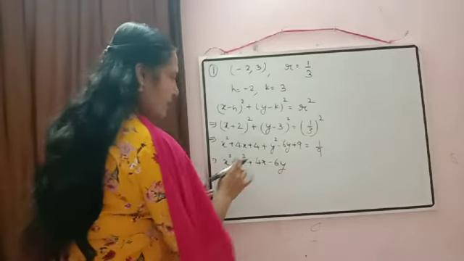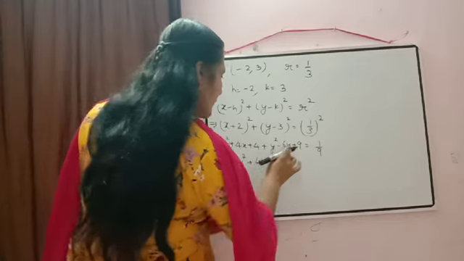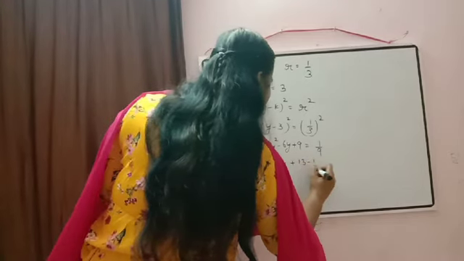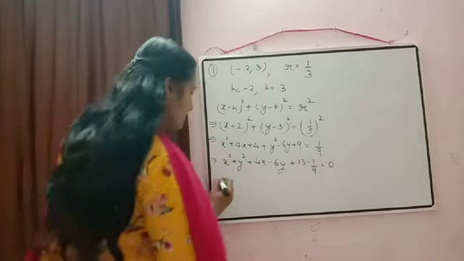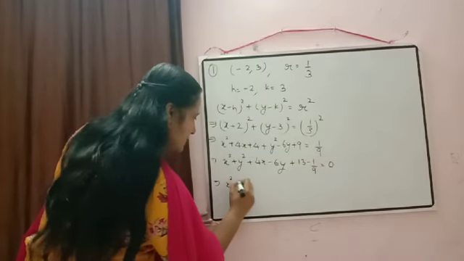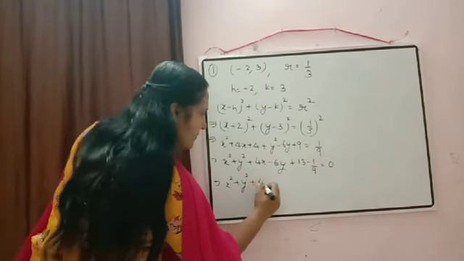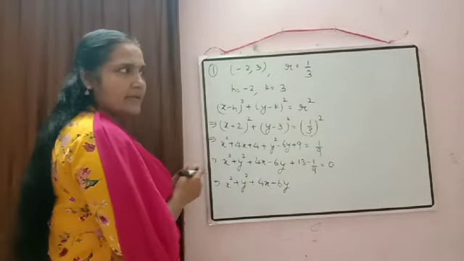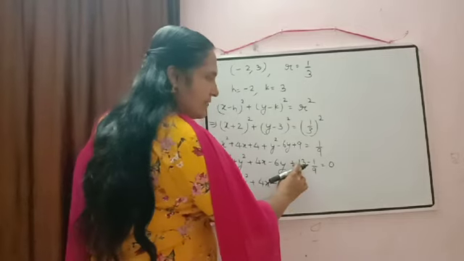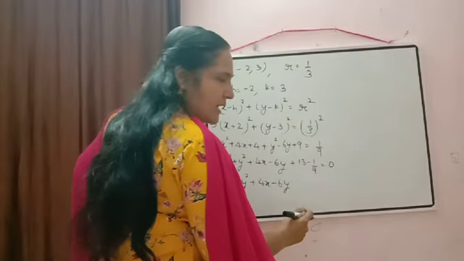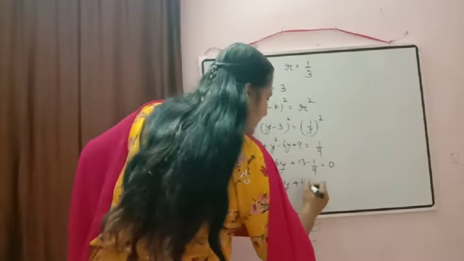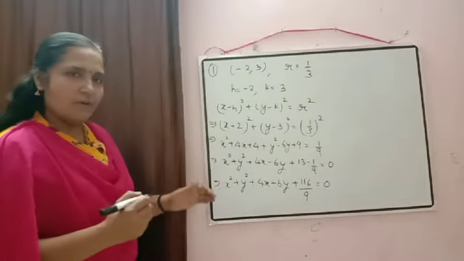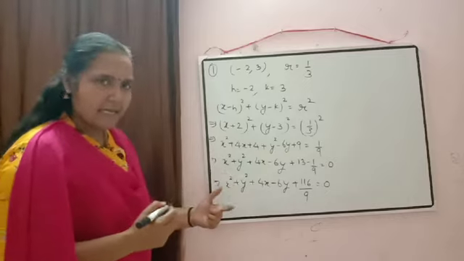So x square plus y square plus 4x minus 6y, 9 plus 4, 13 minus 1 by 9 is equal to 0. So x square plus y square plus 4x minus 6y. 13 nines are, I think, 117. 117 minus 1 will be equal to 116 by 9 is equal to 0. So if you want, you can leave the answer till here.